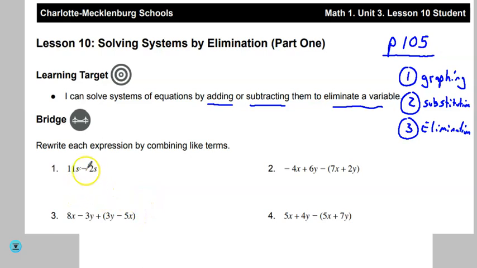All right. So remembering combining like terms, if they have the same variable, you can add or subtract the coefficient. So 11s minus 2s is just 9s. You don't change the variable at all, you just do the operation.